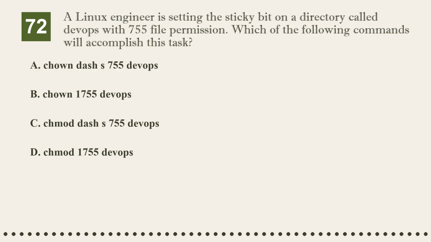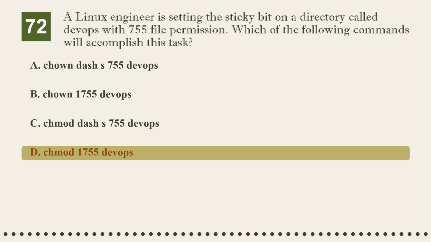Question 72. A Linux engineer is setting the sticky bit on a directory called DevOps with 755 file permission. Which of the following commands will accomplish this task? Option A, chown -s 755 DevOps. Option B, chown 1755 DevOps. Option C, chmod -s 755 DevOps. Option D, chmod 1755 DevOps. The correct answer is option D, chmod 1755 DevOps.